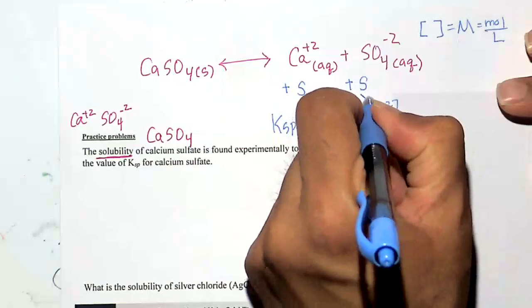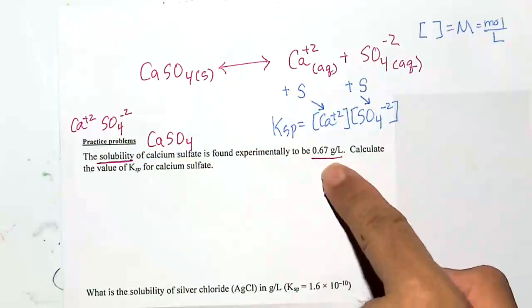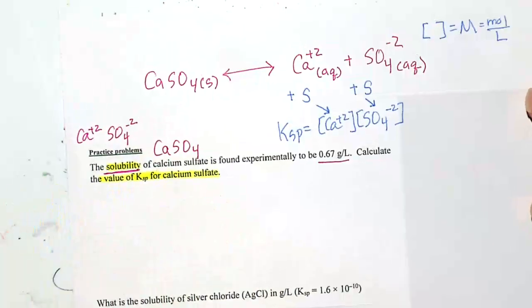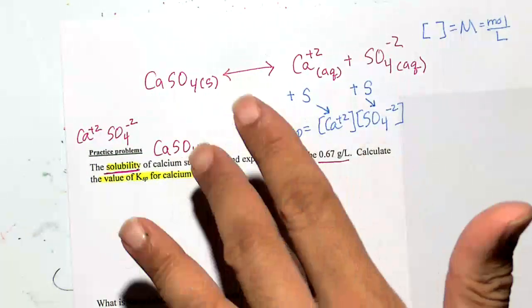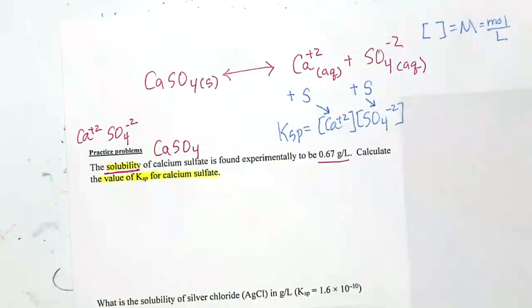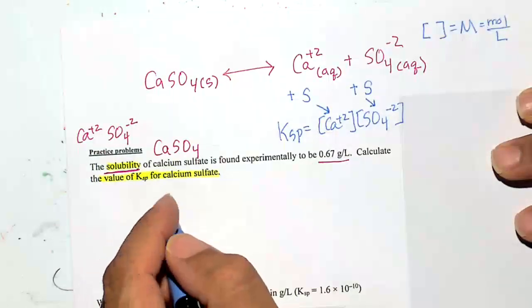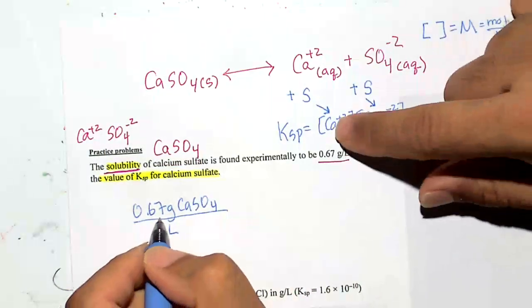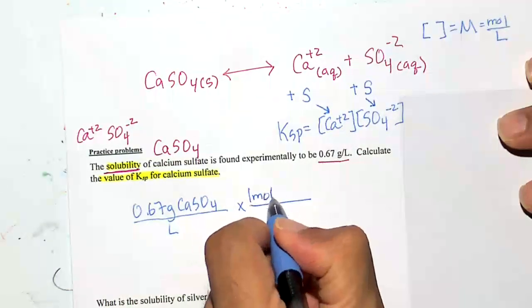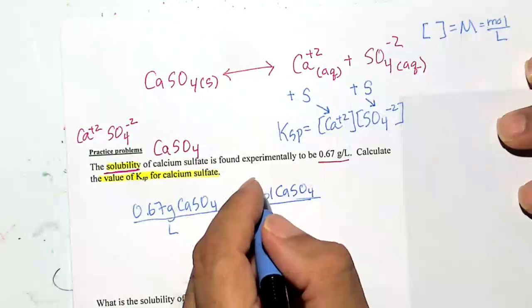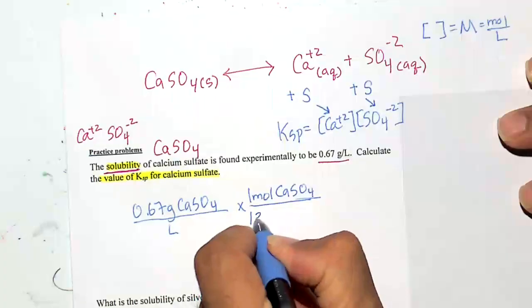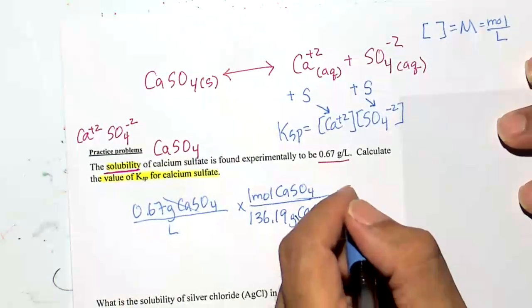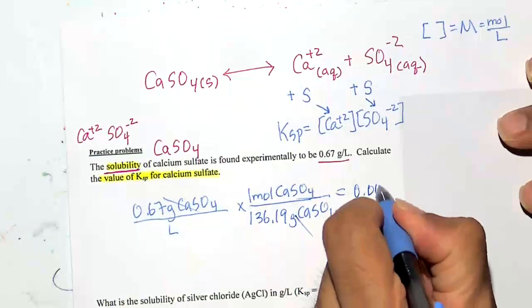So what we need to do here to calculate the Ksp is convert these grams per liter to moles over liter. So we want to calculate the Ksp. Usually, 99% of the problems I'll give you the Ksp, but in this case, we have to calculate it. But we can calculate it from the solubility they give us as 0.67 grams per liter. So all we got to do is convert it to moles over liter. And then plug it back in. So 1 mole of calcium sulfate is 136.19 grams of calcium sulfate. Okay, the grams cancel, and I'm getting about 0.00492 moles over liter.